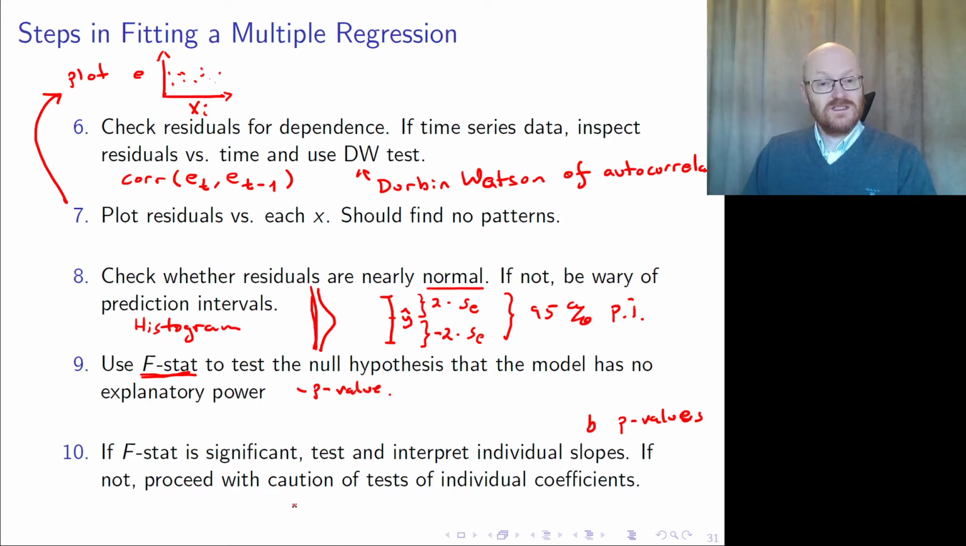And then you can just check if there is statistical significance of the slopes, and if any of them are economically significant. So, see you next time.